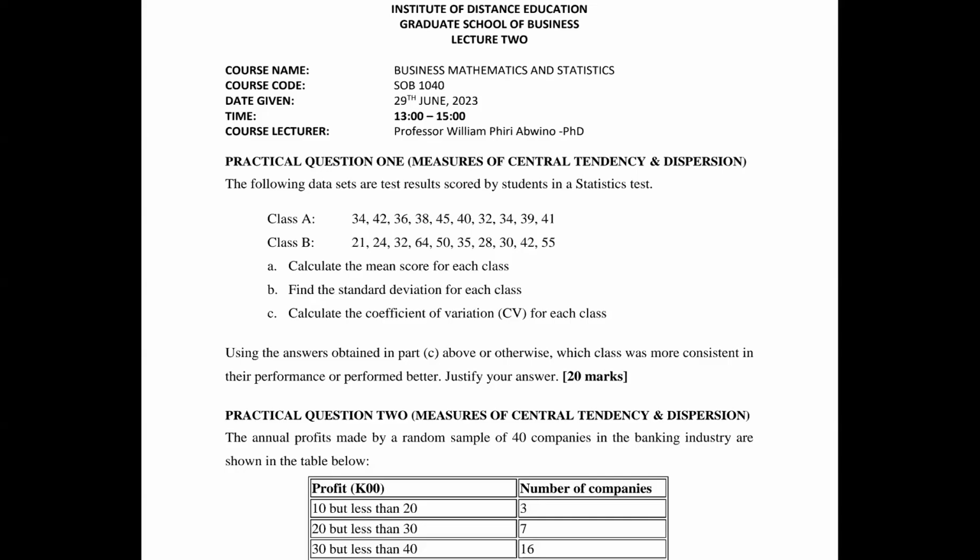All right. So last time we started looking at the measures of central tendency. Then after looking at the measures of central tendency, we are supposed also to start looking at the measures of dispersion, which are also called the measures of variability. So we have a very good example here.